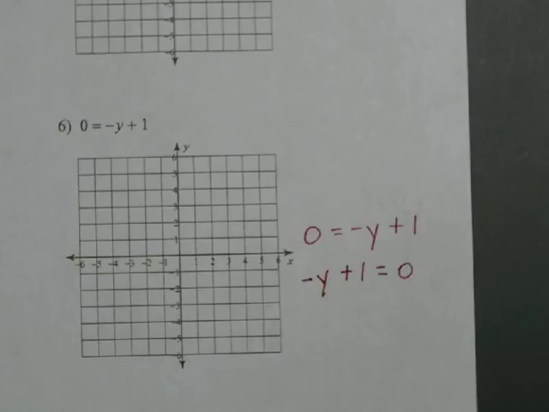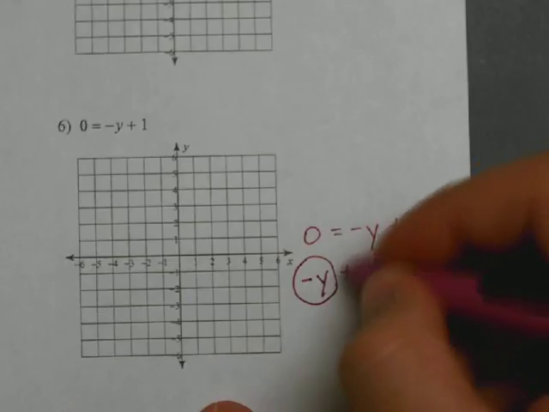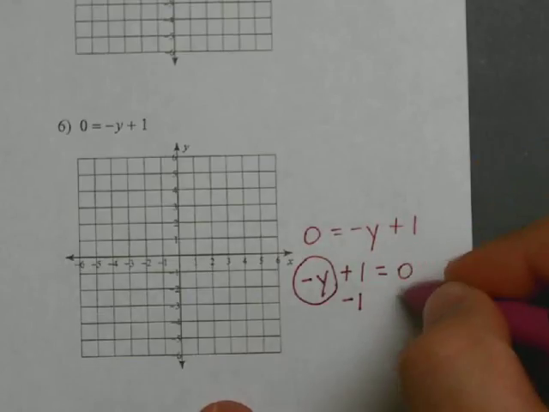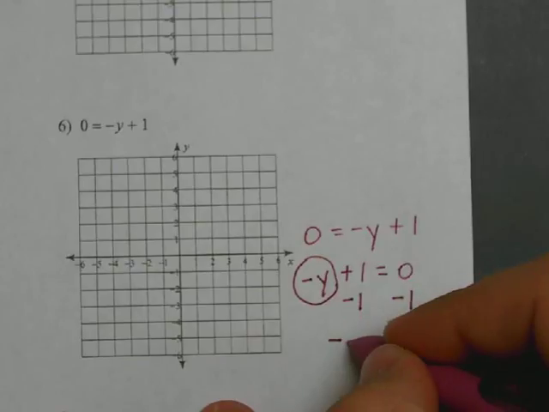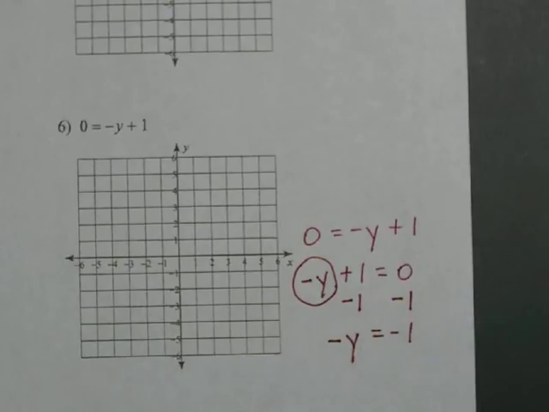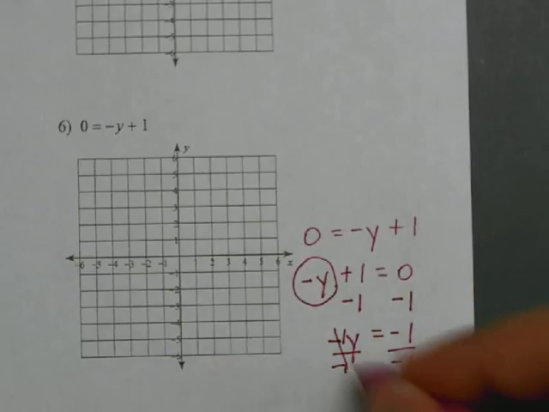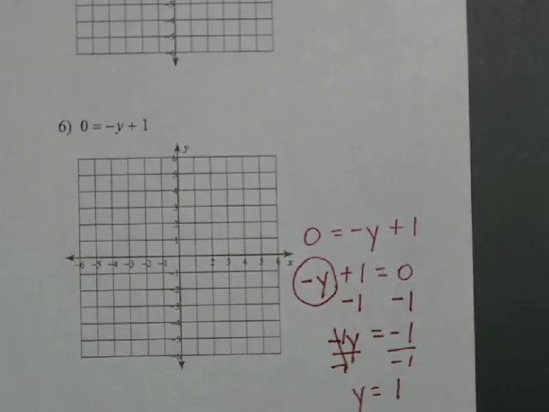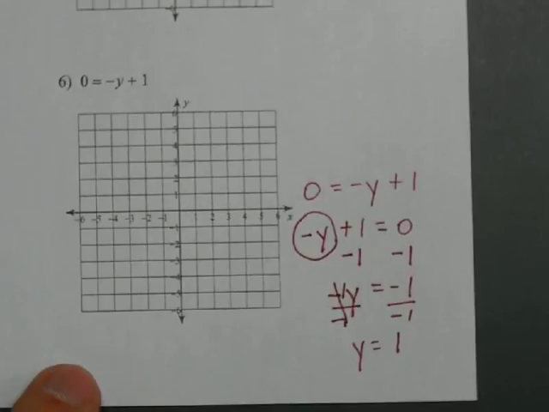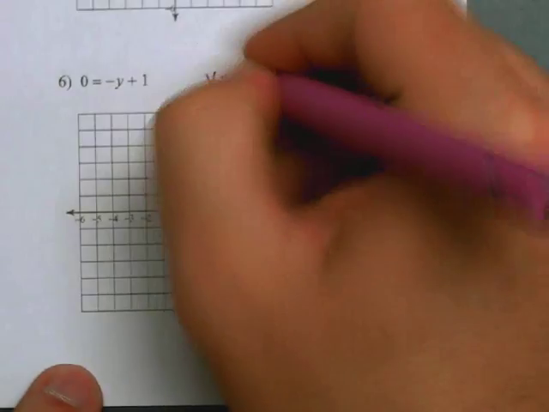Now, I'm wanting to isolate negative y, or the y. So I got to do the inverse operation of adding 1. So I'm going to subtract 1 from both sides. And then that will leave me with negative y equals negative 1. Now here you cannot keep that as a negative y, so you got to divide everything by negative 1. That cancels. Y equals positive 1. So we have y equals 1 as our new equation in slope-intercept form.